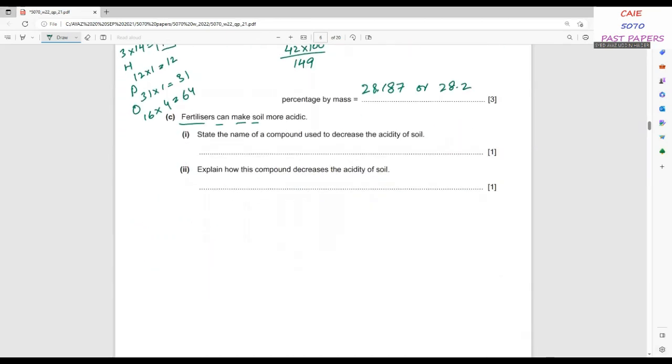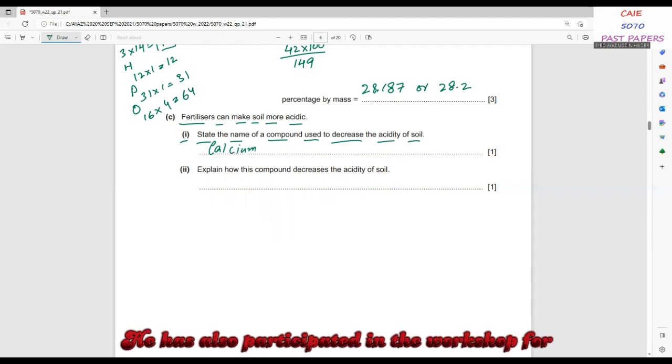Fertilizers can make soil more acidic. Number 1, state the name of a compound used to decrease the acidity of a soil. You can use alkali or basic oxide for this purpose. So you can write calcium hydroxide or calcium oxide.